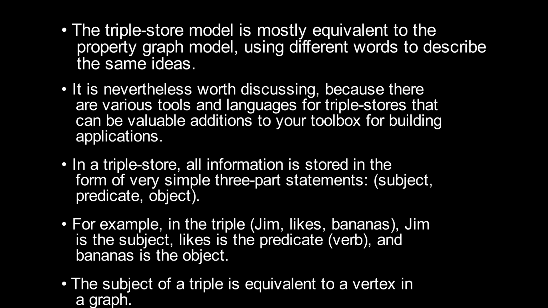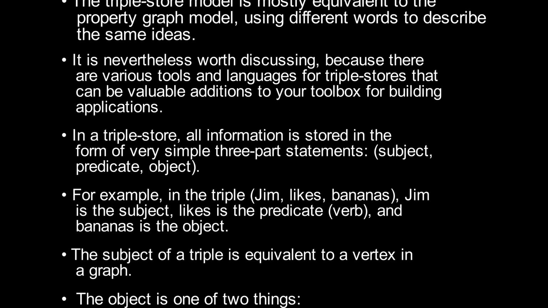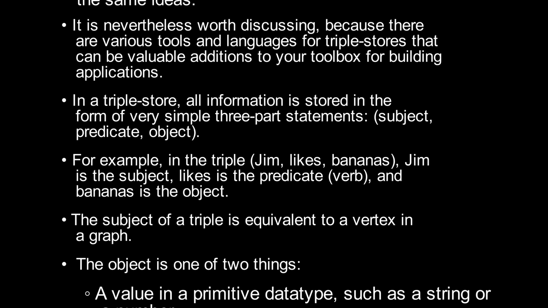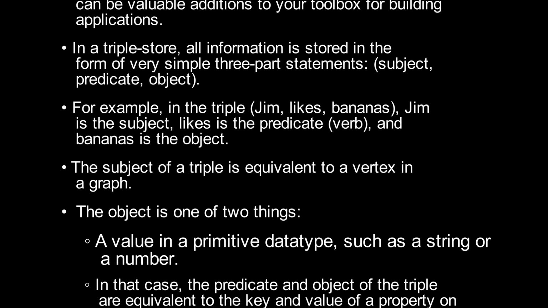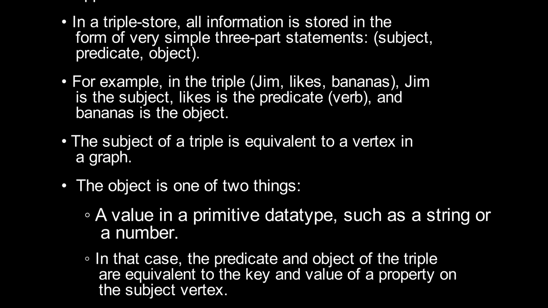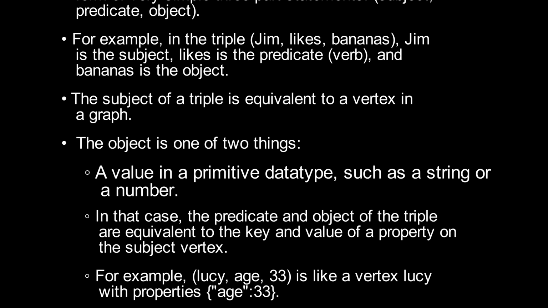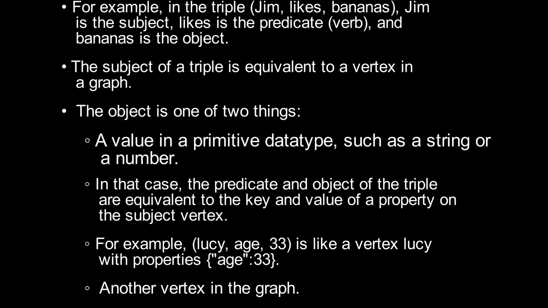For example, in the triple "Jim likes bananas", Jim is the subject, likes is the predicate (verb), and bananas is the object. The subject of a triple is equivalent to a vertex in a graph. The object is one of two things: a value of a primitive data type, such as a string or a number. In that case, the predicate and object of the triple are equivalent to the key and value of a property on the subject vertex.